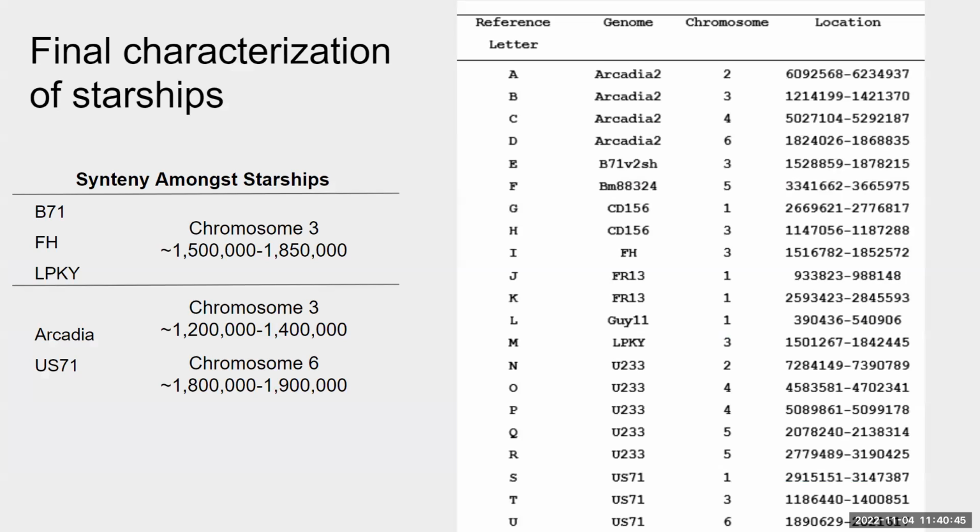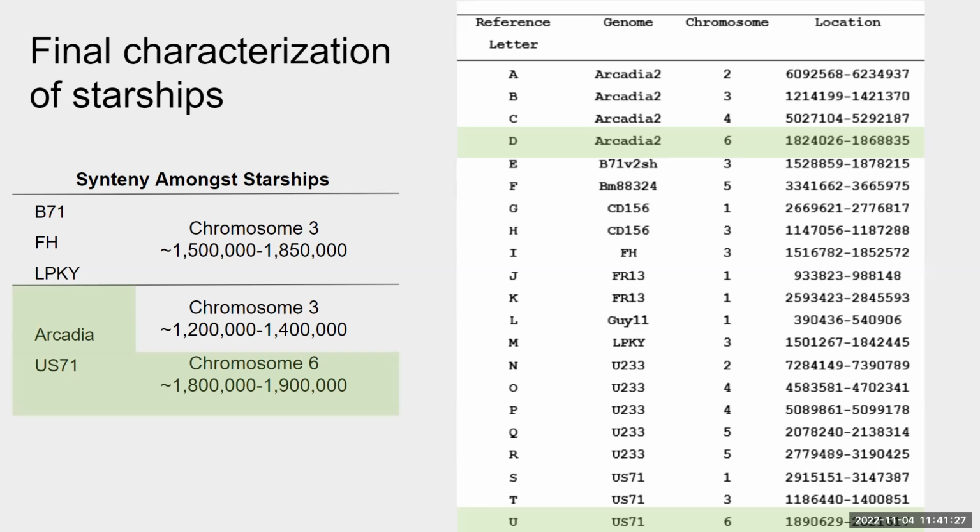Our final characterization of starships, as I mentioned in our last goal: we figured starships that infect similar hosts would have similar starships. This turned out to be true for quite a few. FH and LPKY are in the group Lolium. E71 is in Trichticum, and those are very closely related. And they all had a similar starship, all on chromosome 3 from about 1.5 to 1.8 megabases. And Arcadia and US71 shared two starships, one on chromosome 3 from 1.2 to 1.4 megabases, and one on chromosome 6 from 1.8 to 1.9 megabases.